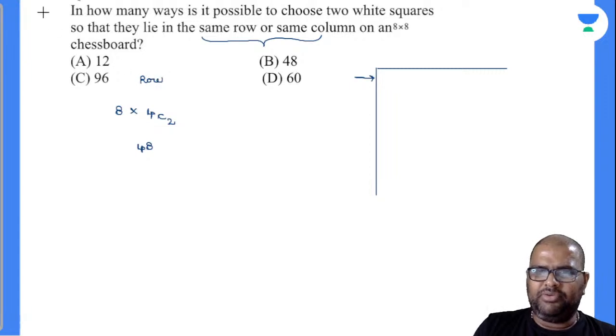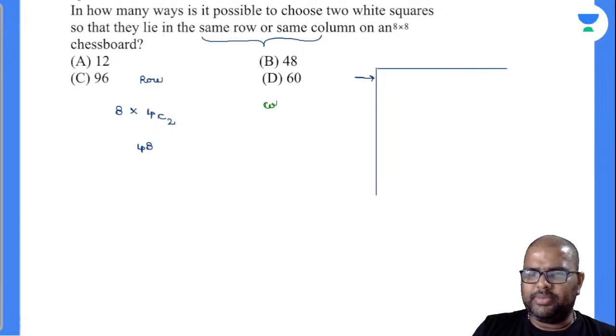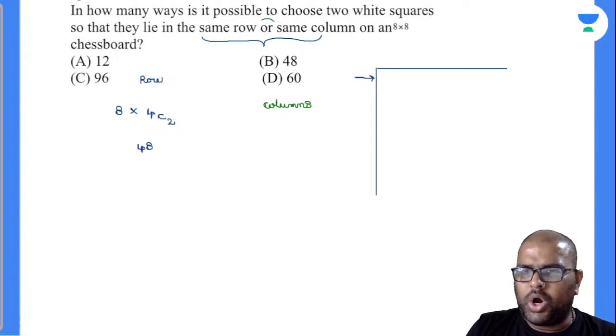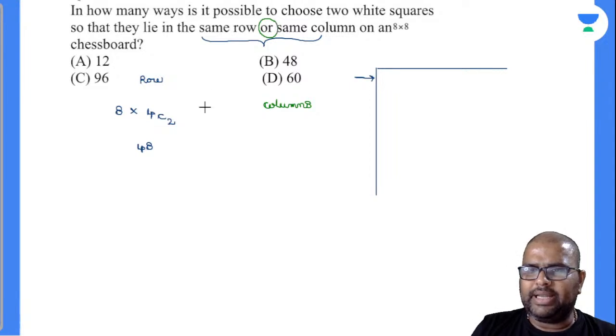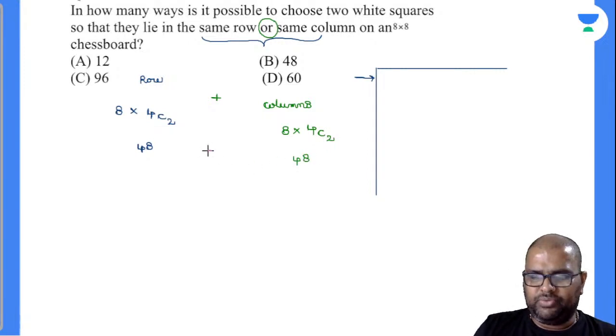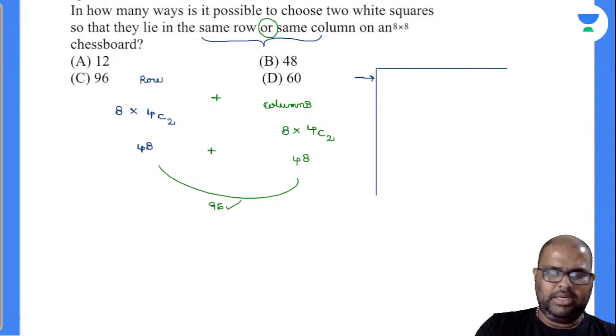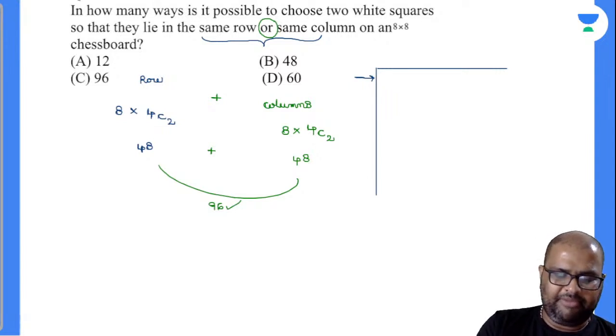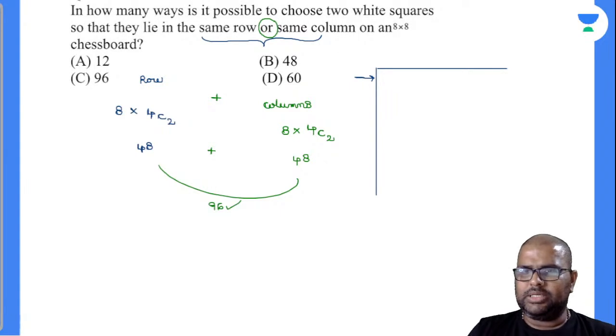Similarly, I have to check for columns also. How many columns will be there? 8 columns, and in each column 4 white squares will be there. Out of that you have to select 2. Since it says row or column, these are two separate cases. So it is 48 for columns as well. I add those two cases and my answer will be 96. How many of you got the same answer? Perfectly done. Chalo, let's go for the next one.